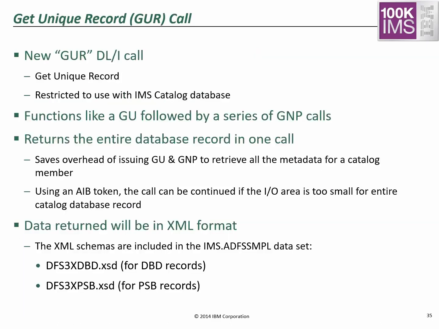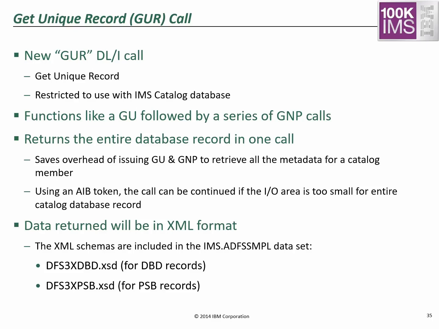We also introduced with the catalog a GUR call. It's a DLI call. It's restricted to be used with the IMS catalog. What GUR stands for is: give me the entire record. So it's the root segment followed by all the segments underneath it. It functions like a get unique for the root segment followed by a series of get next within parent calls, and it returns the entire database record in one call.